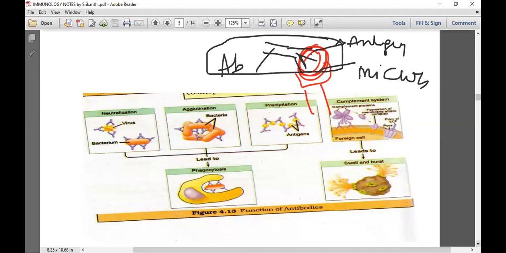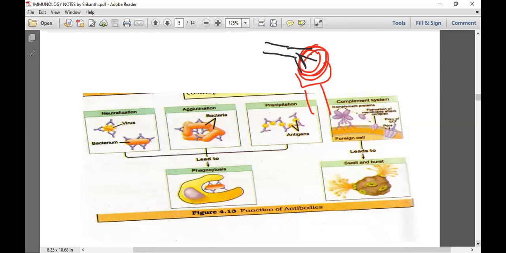Okay, so the microbe is rotating in the body fluid. Our antibody will go and bind with that antigenic portion of the microbe. That is what you are looking at here in the diagram. We call it neutralization. When the antigen and antibody complex is formed, we call it neutralization. In both cases, virus or microbe, you can see here.